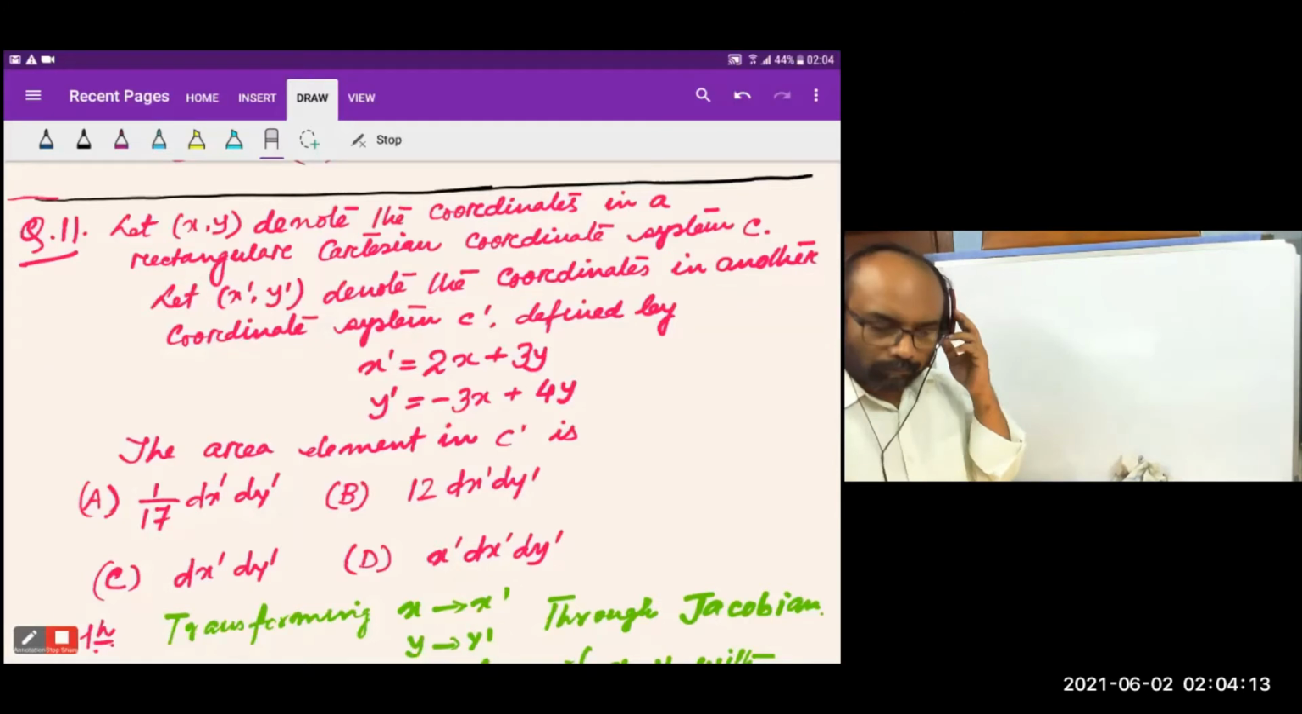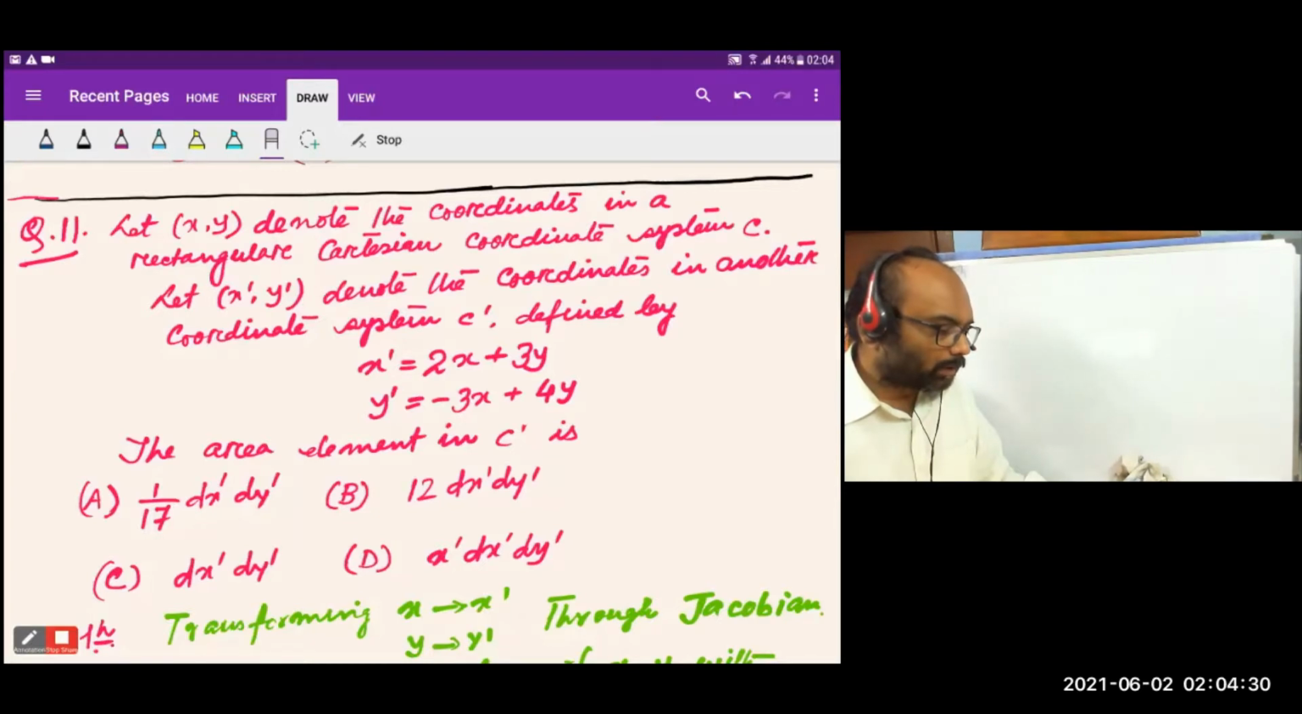So let's solve a few more physics problems of IIT JAM 2021. So question number 11. Let xy denote the coordinates in a rectangular Cartesian coordinate system C.